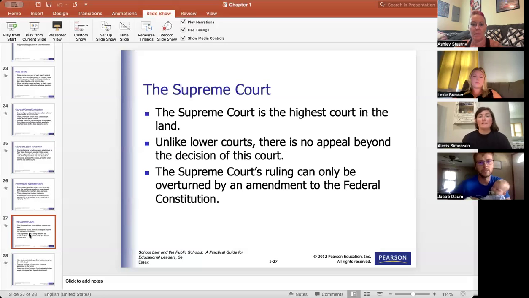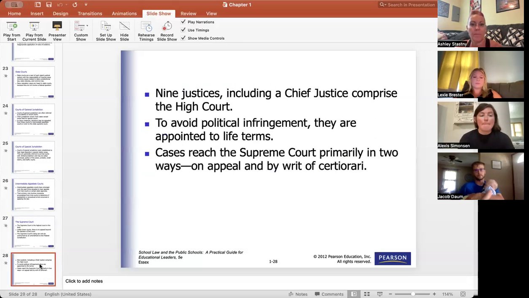The Supreme Court. So this is our highest court in the land. There's no appeal beyond the decision of this court. The Supreme Court rulings can only be overturned by amendment of the federal Constitution. There are 9 justices, including the Chief Justice, who comprise the High Court. To avoid political infringement, they are appointed to life terms. And cases reach the Supreme Court primarily in 2 ways: on appeal or by writ of certiorari. And that is pretty much it.